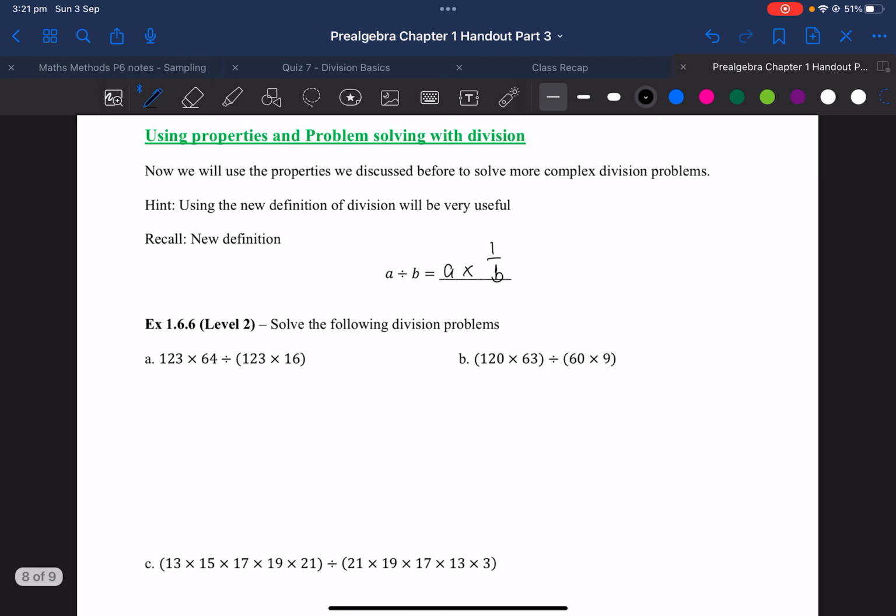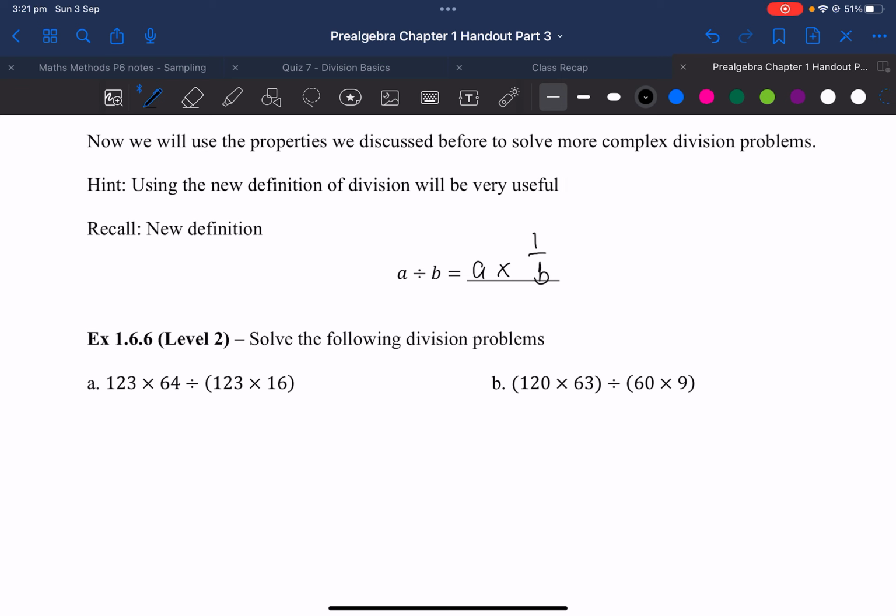But the idea here is this. So we have a question like this. Take a look. I want you to think about this for a minute or so. 123 times 64 divided by this whole thing. So maybe write some things out. What are your ideas? You try to see what you can think of to do.